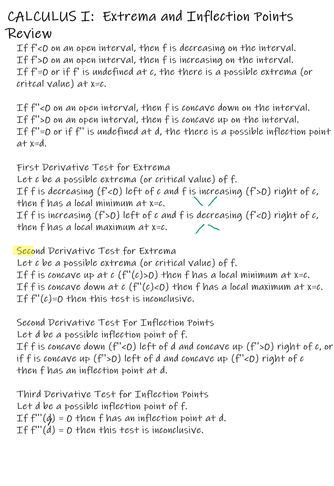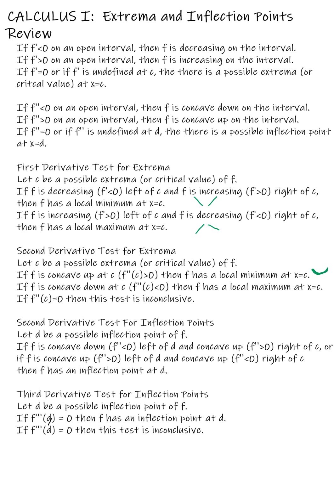We also have a second derivative test for extrema. Since the second derivative gives us concavity, we can use that to determine our extrema. If f is concave up, meaning the second derivative is positive, then we would have a minimum.